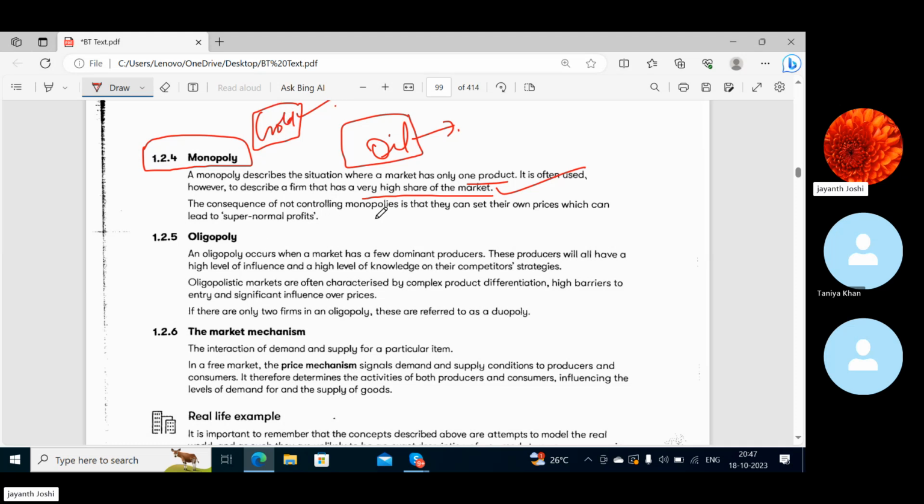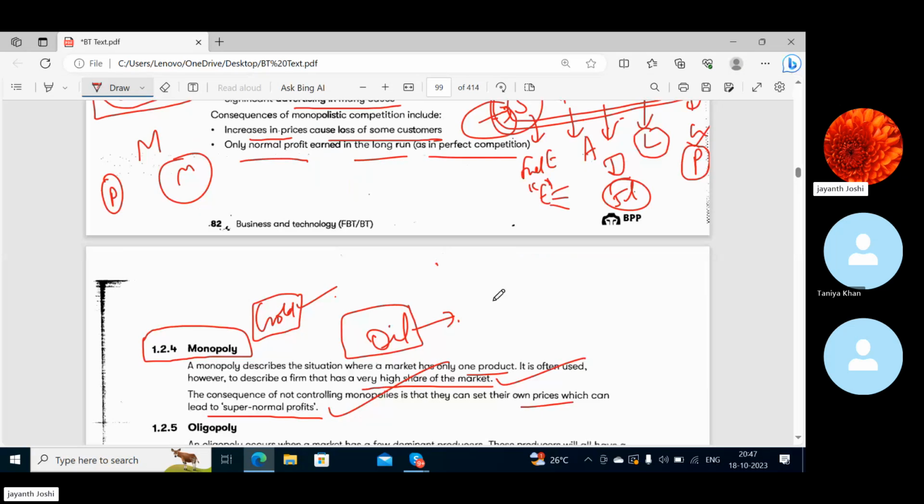The consequence of not controlling monopolies is that they can set their own prices, which can lead to supernormal profit. What is the difference between normal profit and supernormal profit? Normal profit is a normal business making a profit, where they don't have that much scope to earn because they already have competition. Not many firms, but a few firms are there, and still they pose competition. So they cannot earn extraordinary profits. But a monopolist has no competitor, no one to question them, no one to point at them. So they earn super profits, supernormal profits.